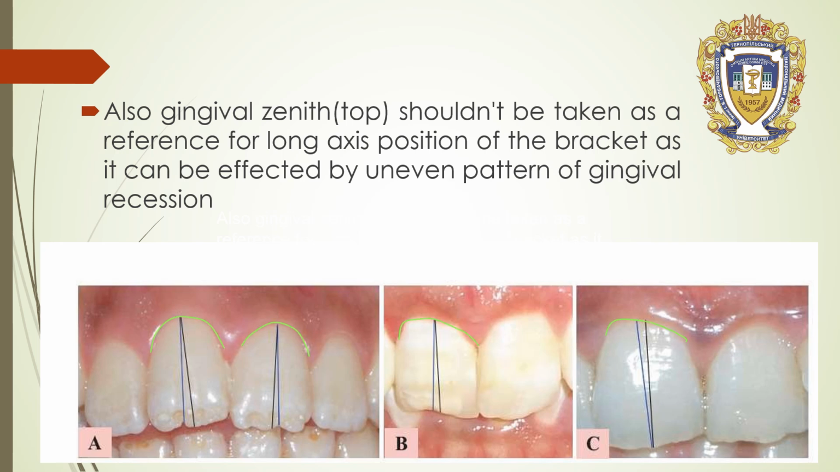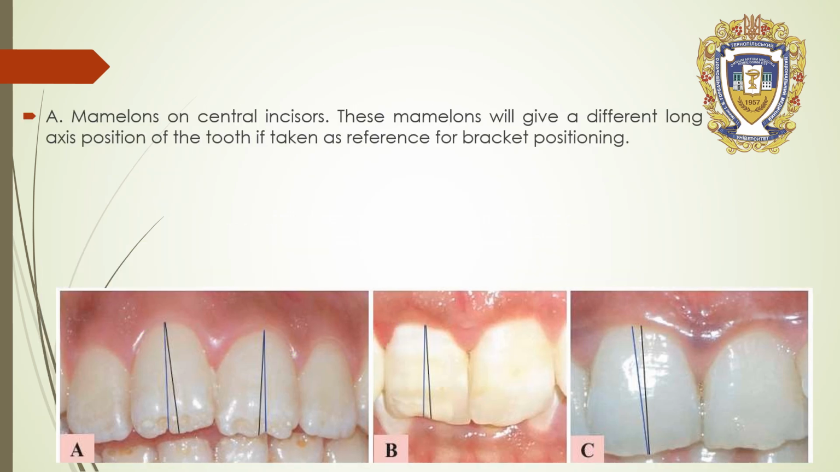Also, gingival zenith top shouldn't be taken as a reference for long axis position for the bracket, as it can be affected by uneven pattern of gingival recession. Please look at picture A. Mamelons on central incisors. These mamelons will give a different long axis position of the tooth if taken as a reference for bracket position.